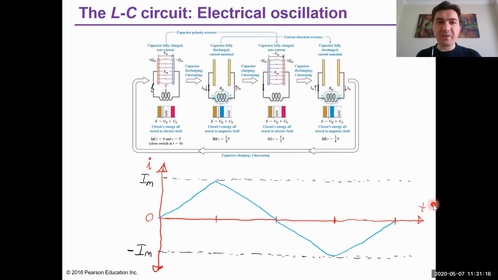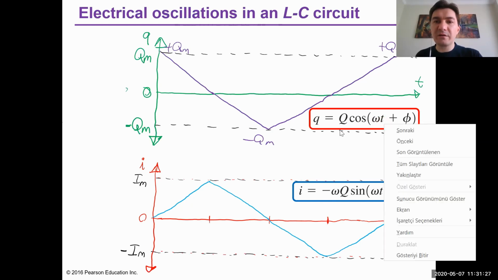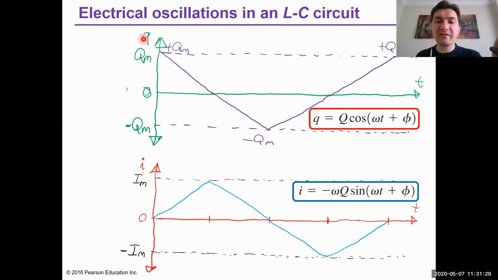So now let's have a look. This is the charge as a function of time. When the time is 0, the Q is given by maximum Q and phi is 0, okay? Then as a function of time, it decreases, it goes to 0, and then it goes to negative maximum, and it goes to 0 again, and it goes to positive maximum again. So with that function, it changes. And this is the angular frequency of that oscillation.